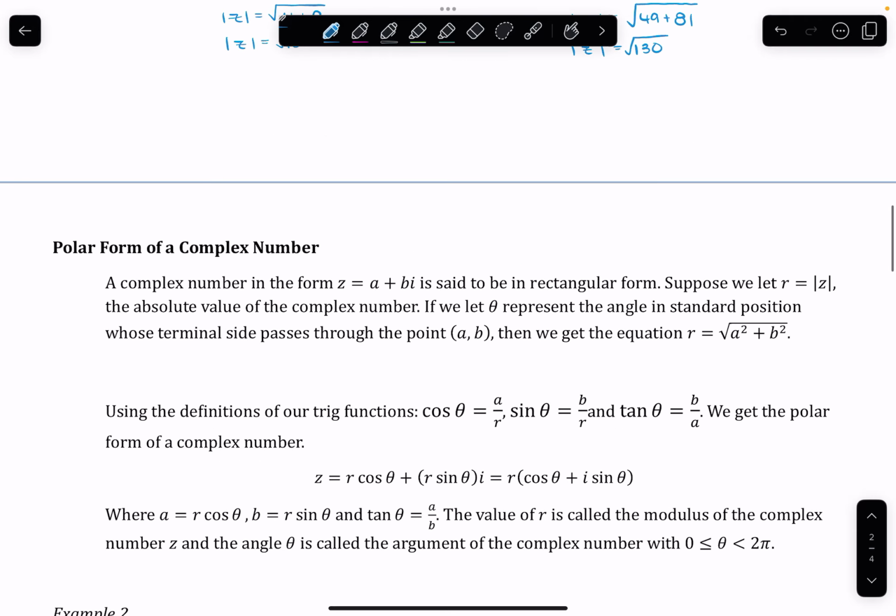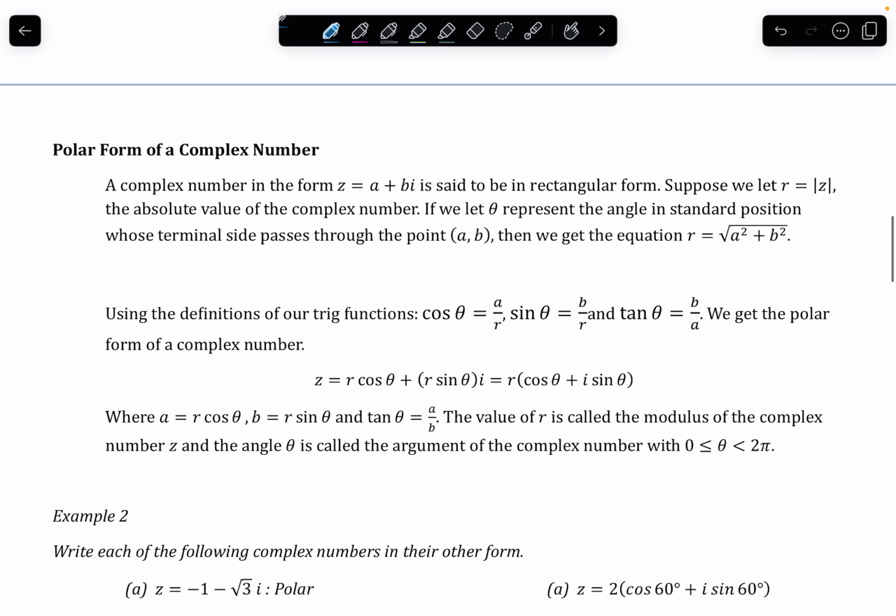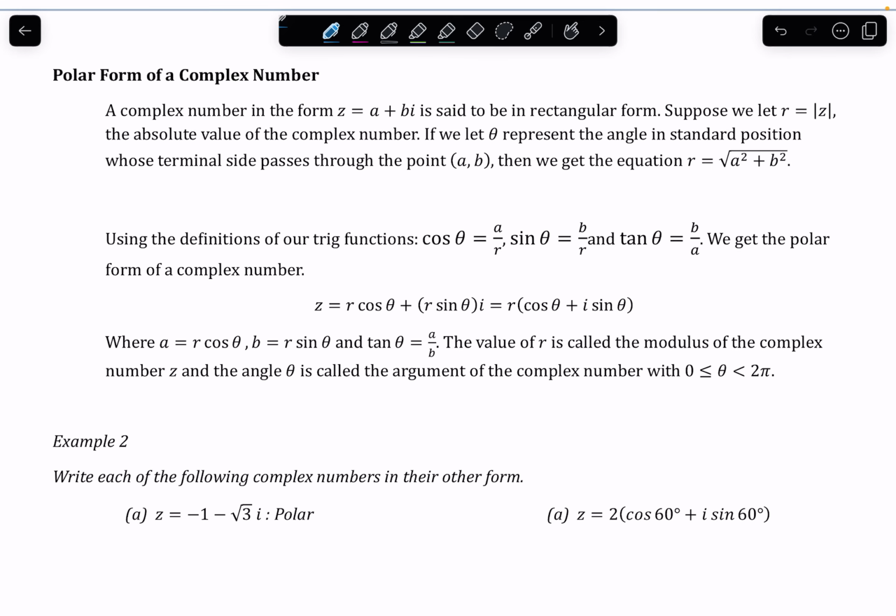All right, polar form of a complex number. So we can write a complex number in polar form. It's the radius times the quantity cosine of theta plus i sine of theta. So remember, cosine x, sine y. So same concept when we go to imaginary numbers. The i is attached to what we would refer to as the y, or the vertical distance. Same ratios as before. Cosine of theta is a over r, sine of theta is b over r, and then tangent is going to be b over a.